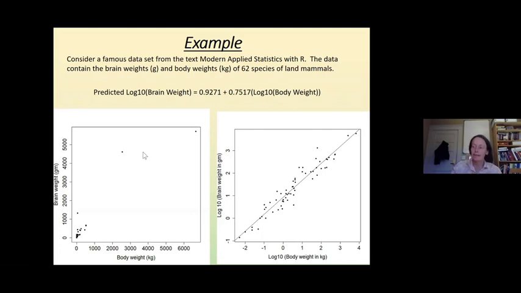So this is one of my favorite data sets. It just looks at brain weights and body weights of 62 species of land mammals. Because there are some really large body weights and brain weights, but mostly smaller, we can use a log transformation to even out the distribution a little bit and linearize the relationship a little bit. So we can take the log transform of both the body weight and brain weight and look at this nice, pretty linear relationship here.